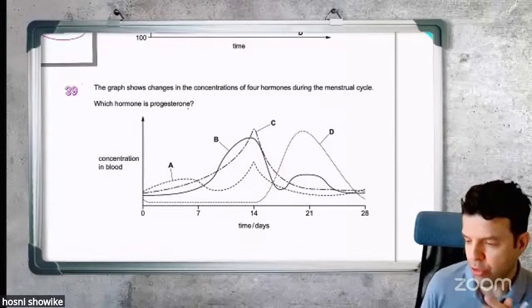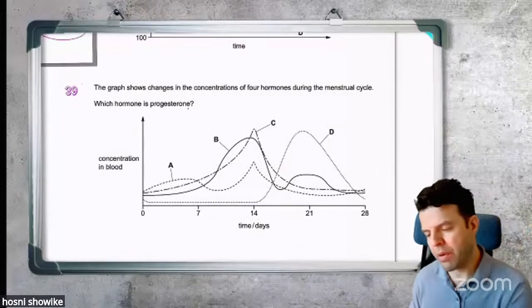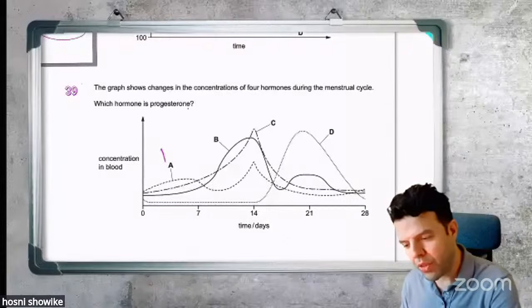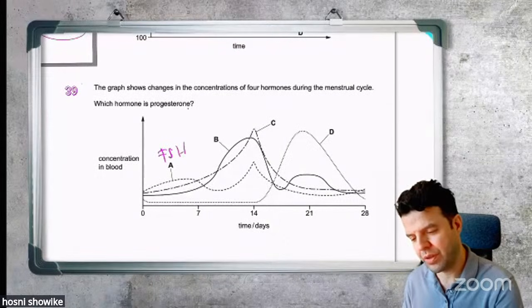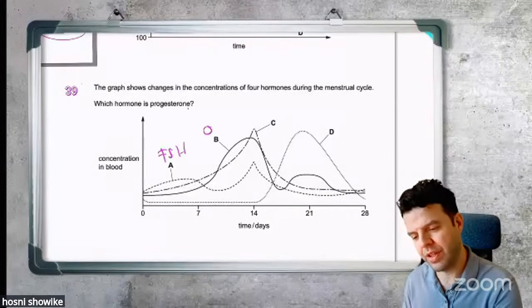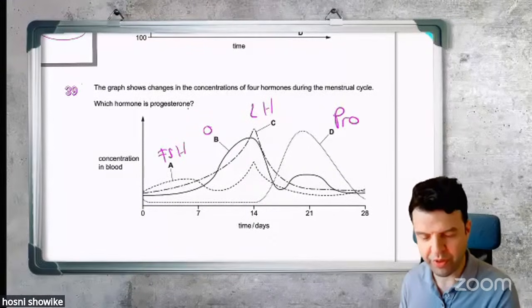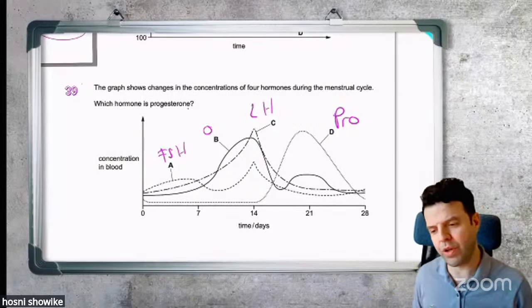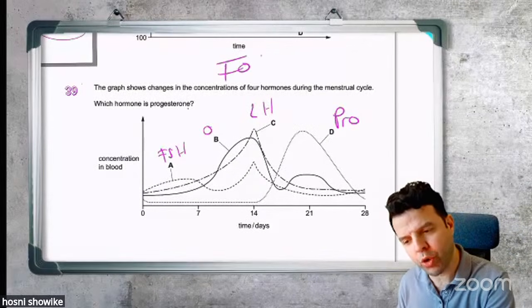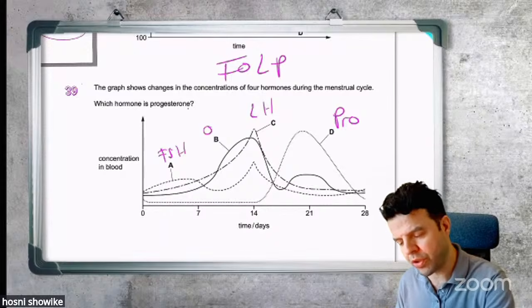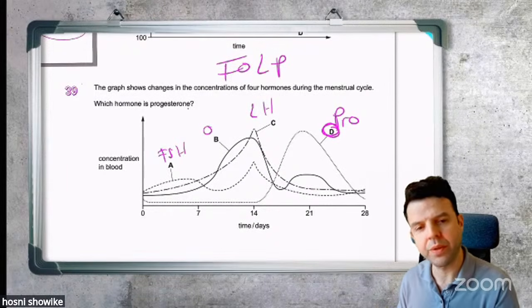Back to hormones. Remember the correct order? You start with FSH, then estrogen, LH, progesterone. Okay? Once you know the right order, you'll always get it right.